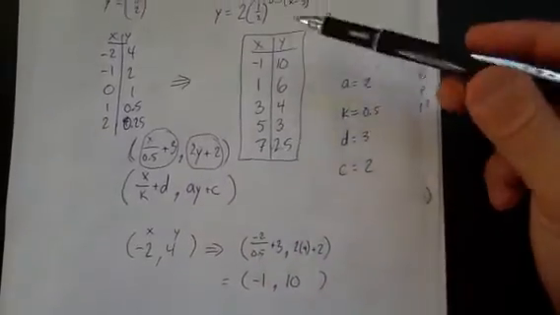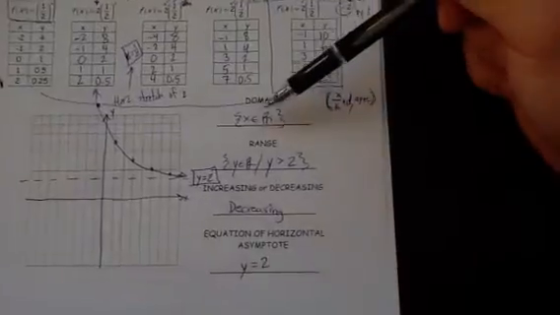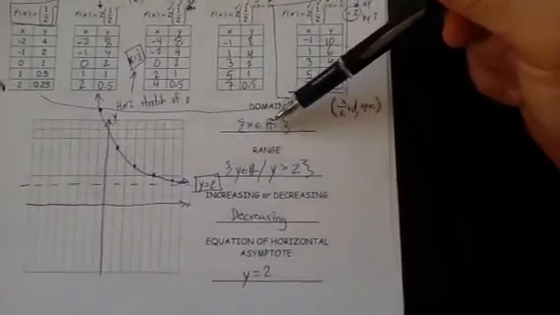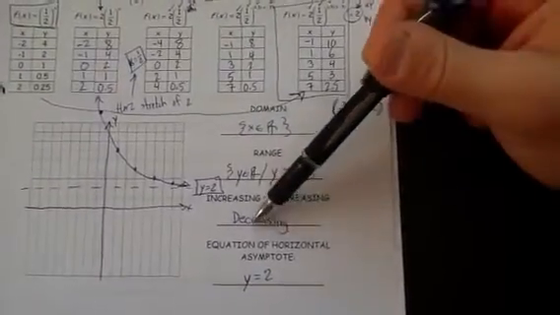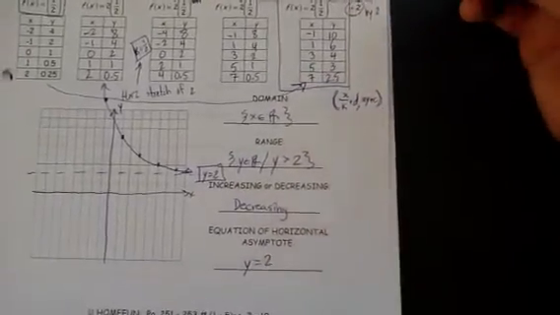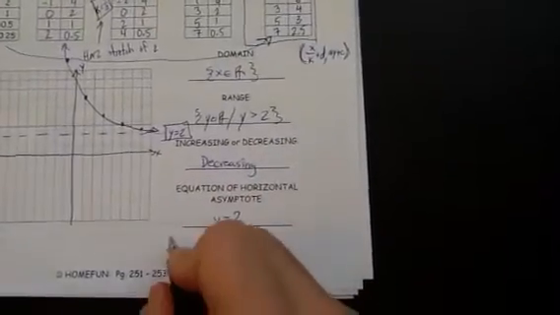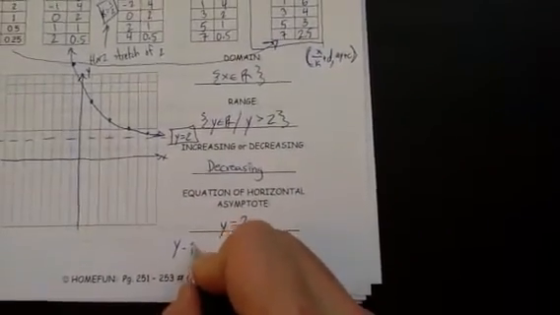Okay, so you can do all of that in one shot, or obviously if it asks you to do it this method, you should be able to do it this method. But what's important here is being able to find the domain, the range, decreasing or increasing, and the equation of the horizontal asymptote. The other thing that they didn't ask you here is what is the y-intercept?